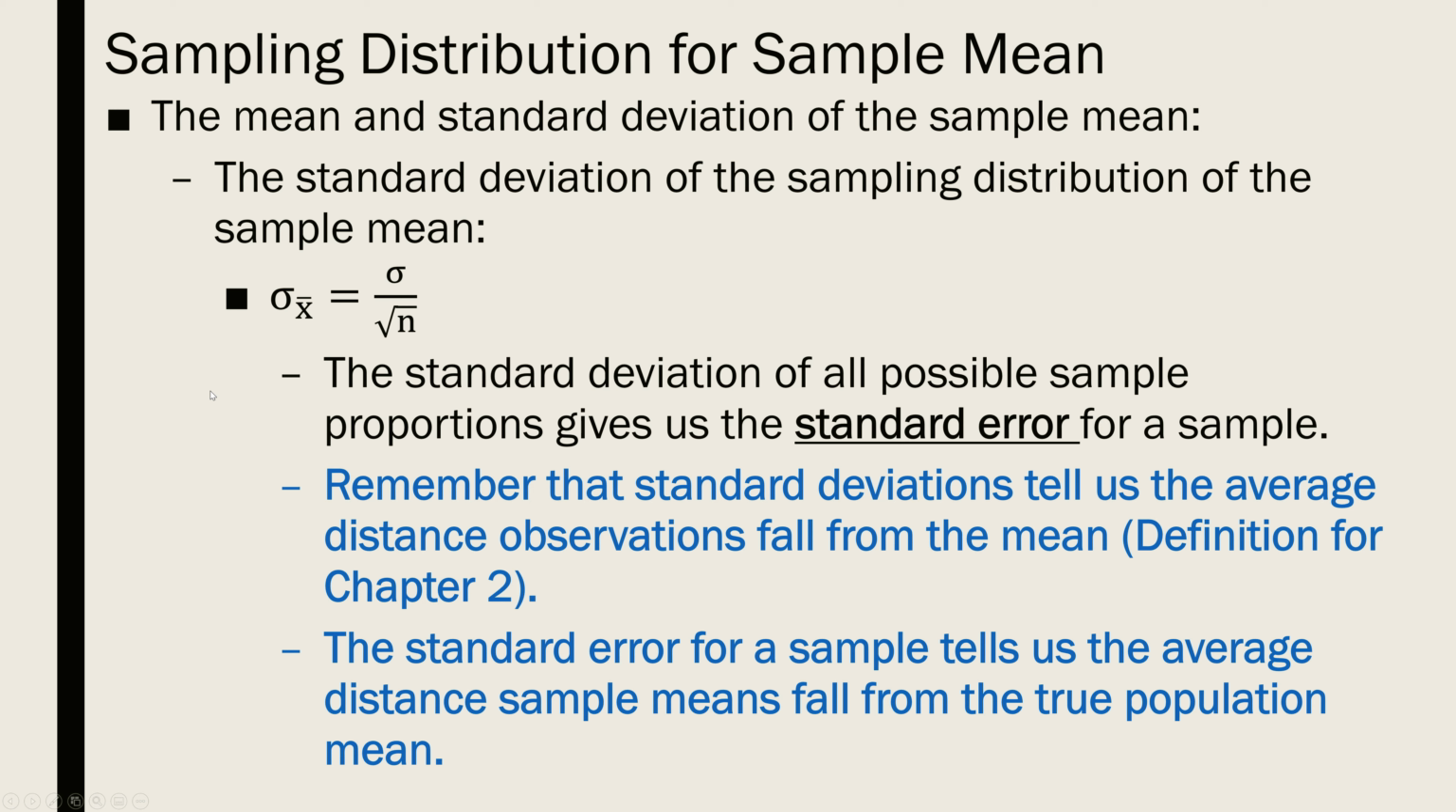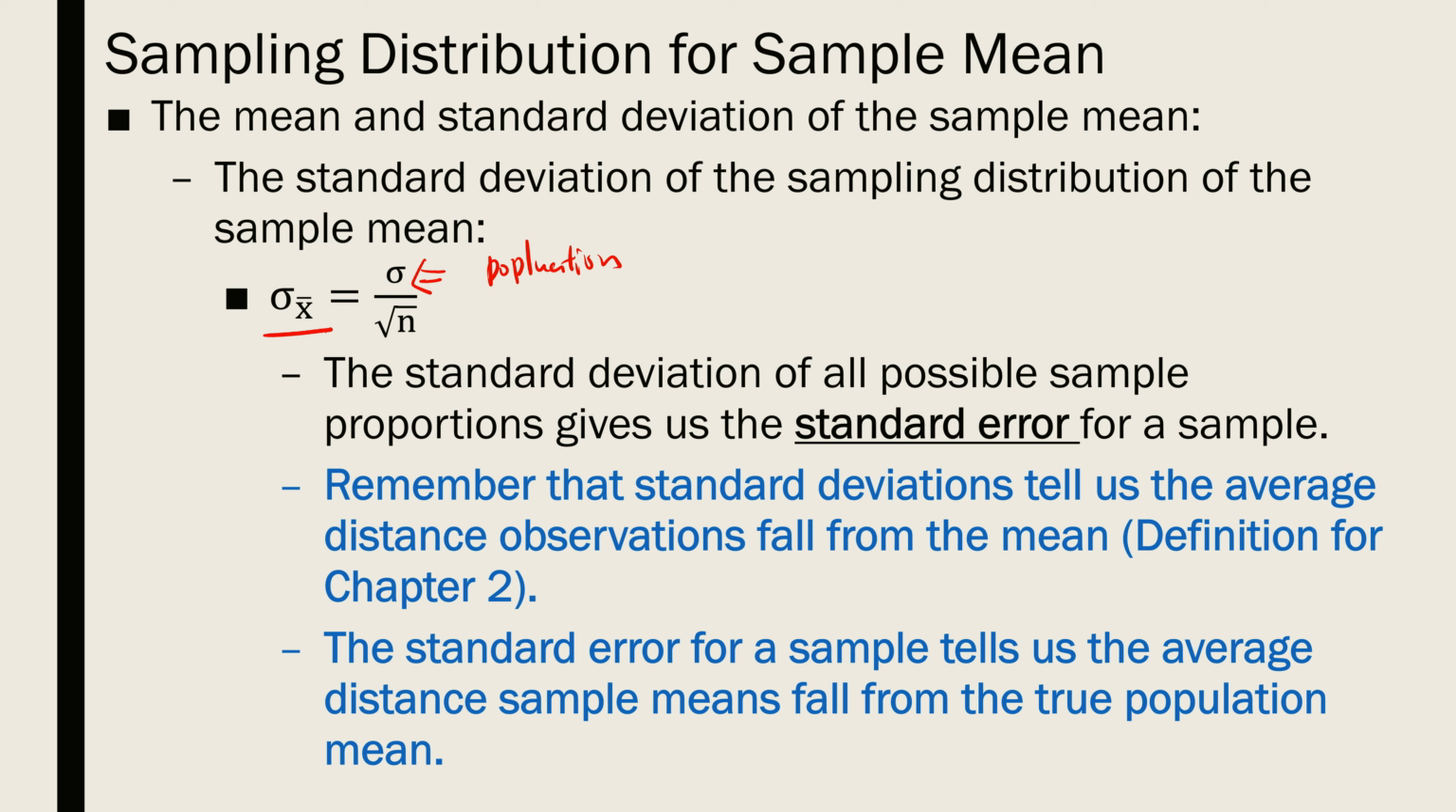The standard deviation of the sampling distribution of the sample mean is denoted as sigma x bar. It equals sigma, which is the standard deviation of the population, divided by the square root of sample size n. The standard deviation of all possible sample means gives us the standard error of a sample.